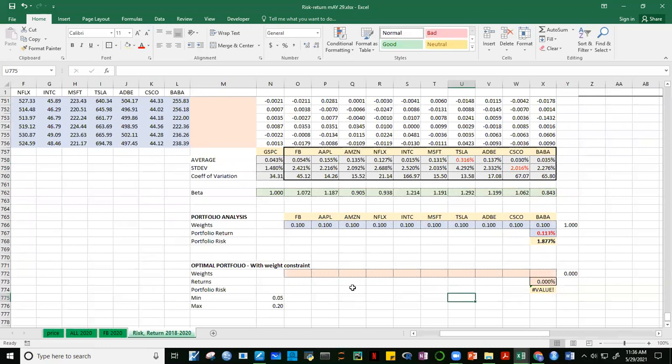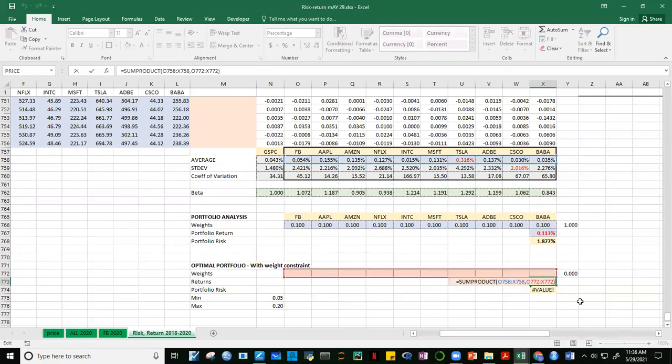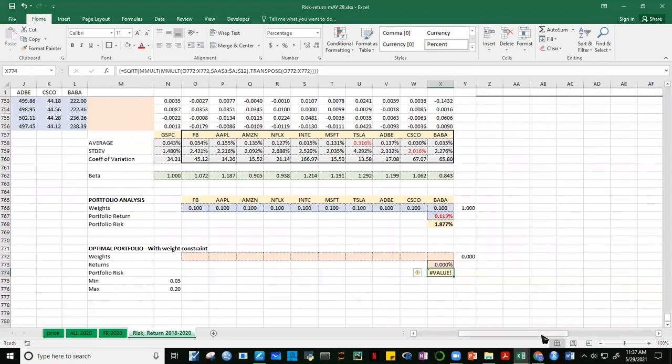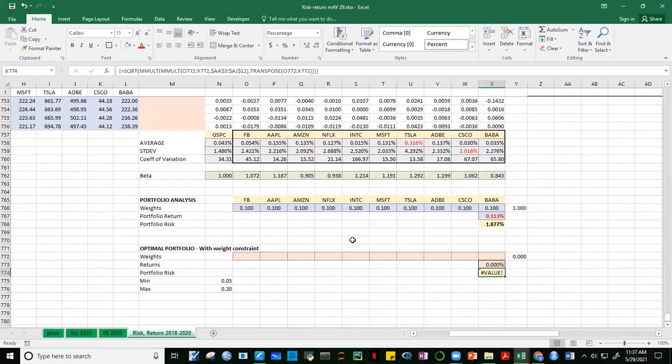Okay? So yung returns natin okay na, no? Sum product ng weight at saka ng returns. Yung portfolio risk natin is equal to the weight multiplied by the variance covariance and multiplied by the transpose of the weights. Okay, Control Shift Enter. Okay, so ito na guys, last. So how do we compute for this?